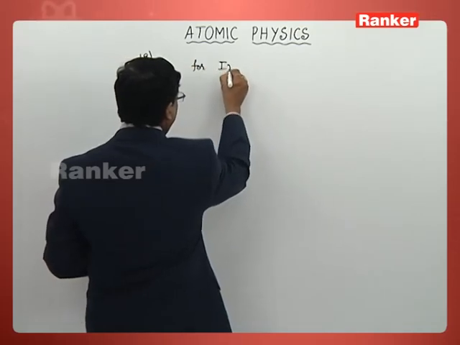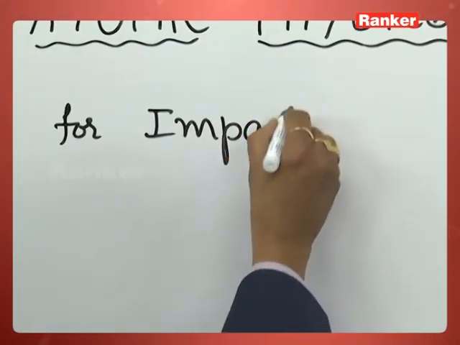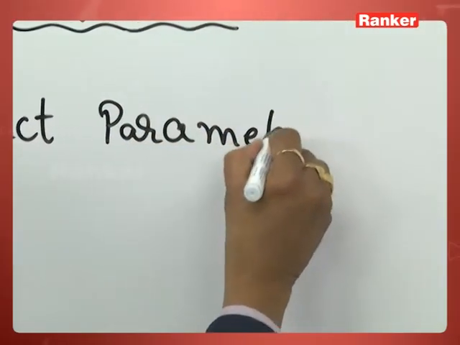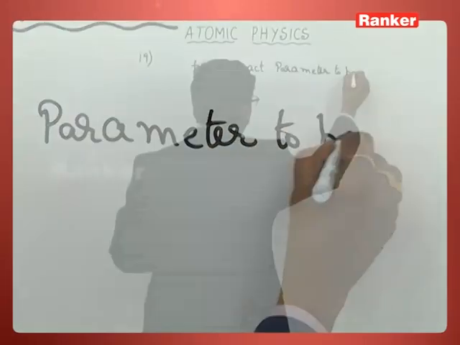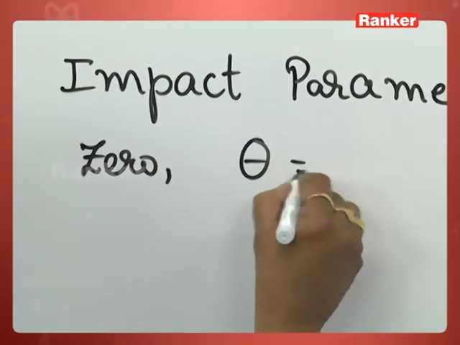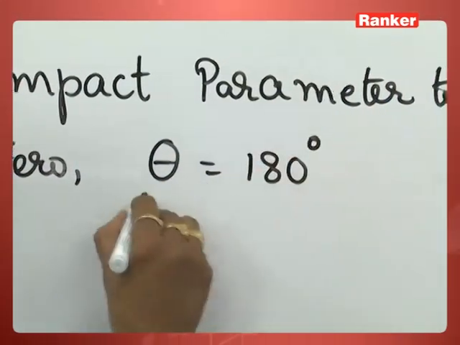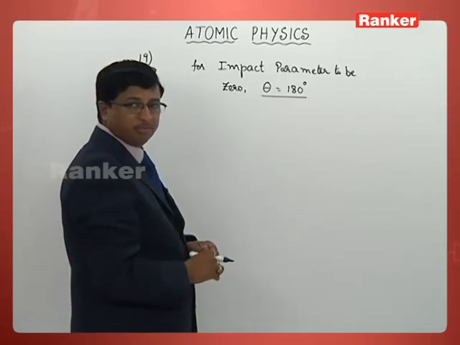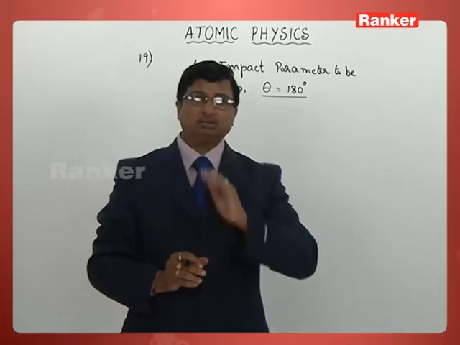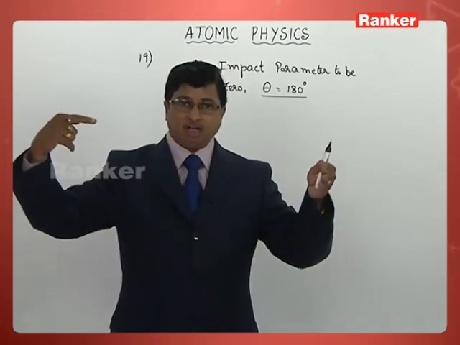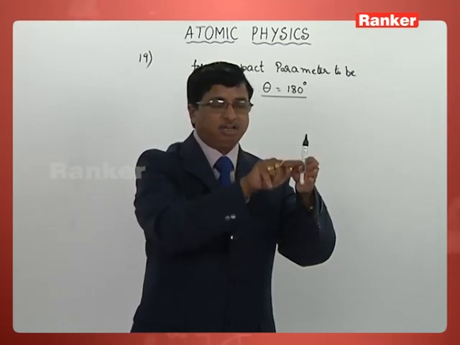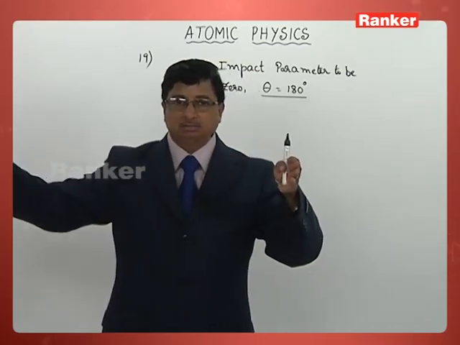So I repeat once again, for impact parameter to be 0, theta must be 180 degrees. That of course is possible when you are finding head-on collision, like when it is just coming straight to the nucleus, that alpha particle, it now just goes back.